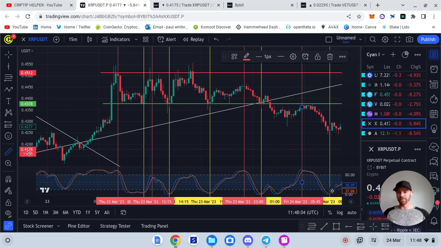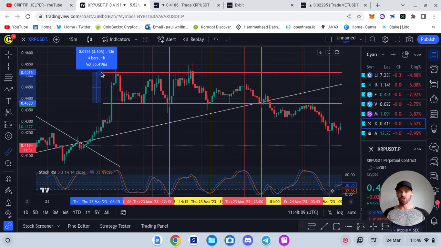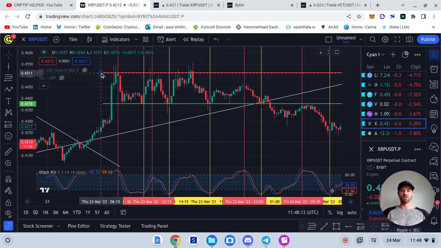So just say from this bottom to this top range, you're talking about 3%, but times that by 10 by leveraging, you're talking 30%. And that's not just on the way up, that's on the way down as well, if you trade in the range.